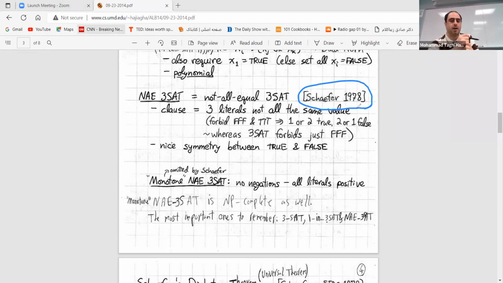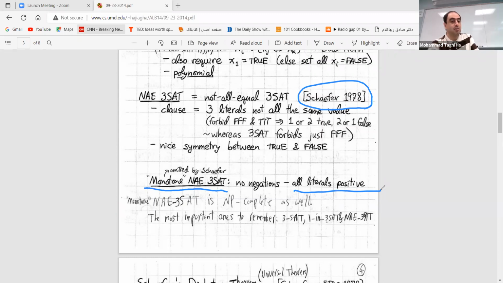So Schaefer in 1978, lots of these versions, he actually defined in his seminal work. Actually, he didn't mention this version, but this version is also NP-hard: monotone not-all-equal 3-SAT. There are no negations, and all these literals are positive. Again, this is very important for the bipartite representation. This problem is also NP-hard.